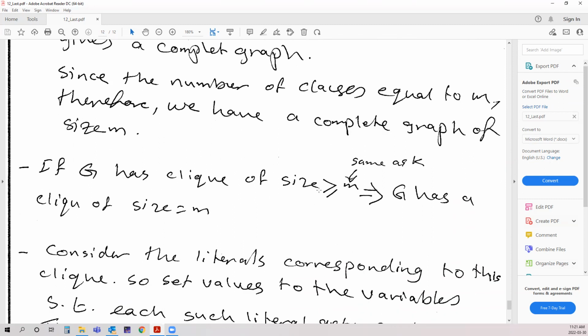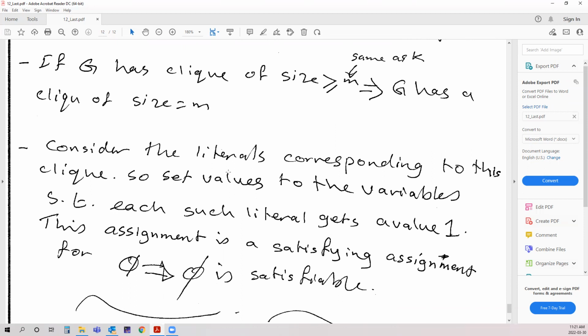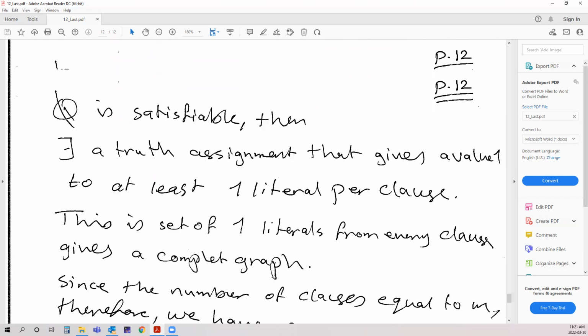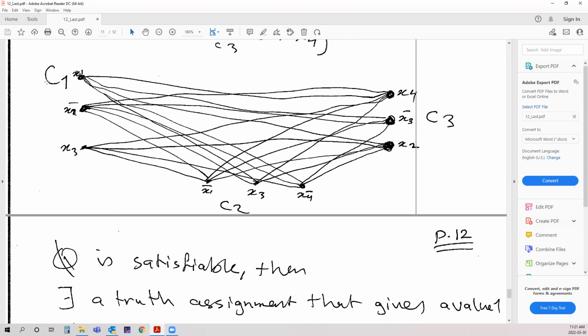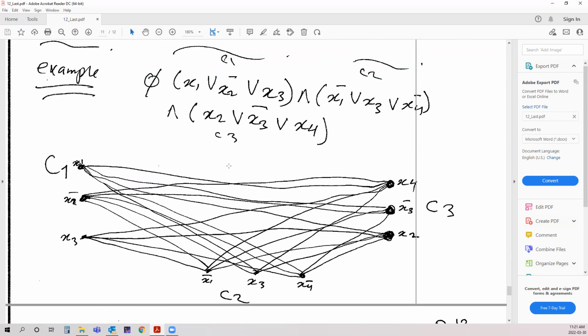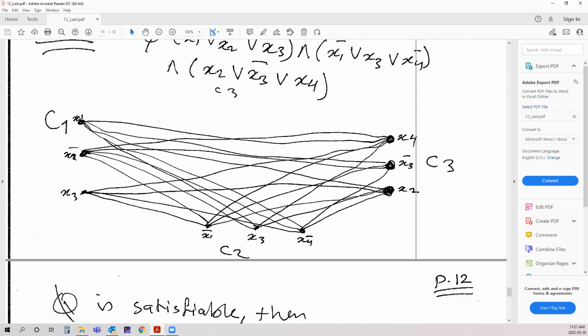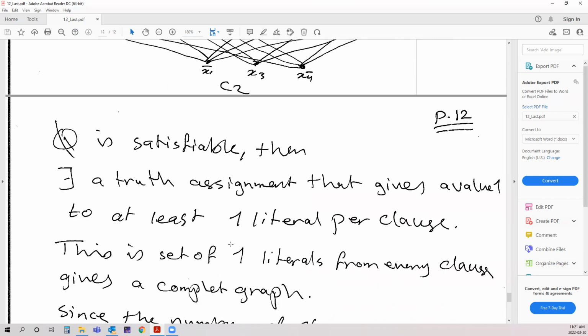If G has a clique of size greater than or equal to m, same as K, then G has a clique of size m. Consider the literals corresponding to this clique. So set values to the variables such that each such literal gets value 1. This assignment is a satisfying assignment for phi, so phi is satisfiable. So if each clause evaluates to 1, joined with AND, then we will have 1 at the end, and this will be satisfiable based on the theory above.